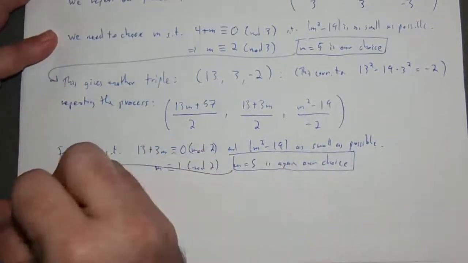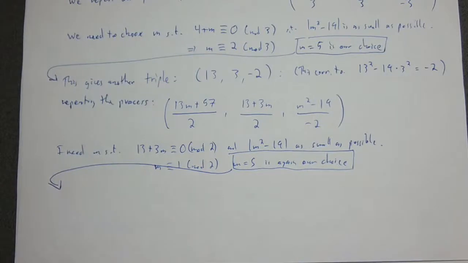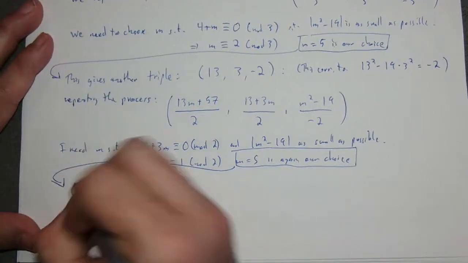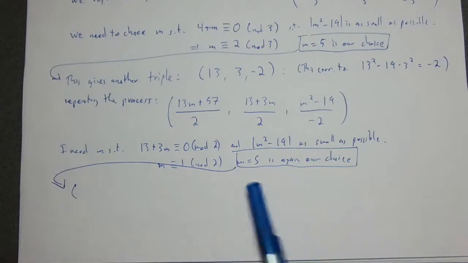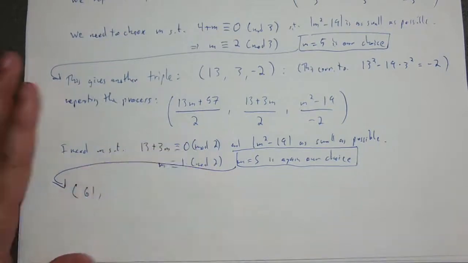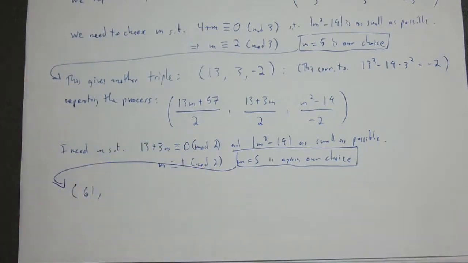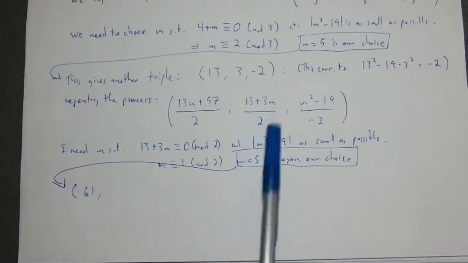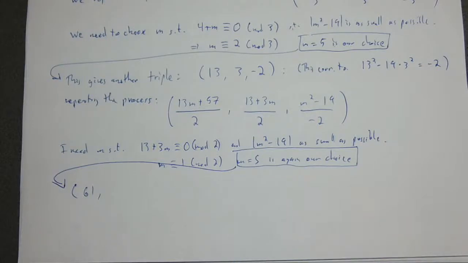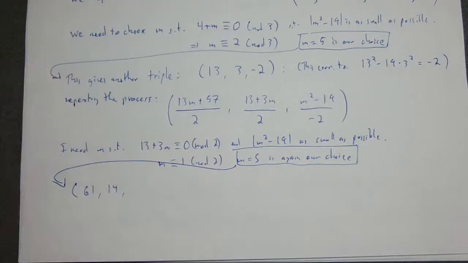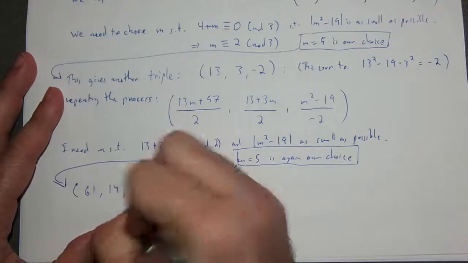This leads to another triple. So the next triple that we get from this, if m is 5, so I have 5 times 13 plus 57 over 2. So that's 122 over 2, so that's 61. Okay. Then I have 13 plus 3m. If m is 5, that's 13 plus 15, so 28 over 2, that's 14. Okay. And then lastly, this is 6 over minus 2. So this is minus 3 again.